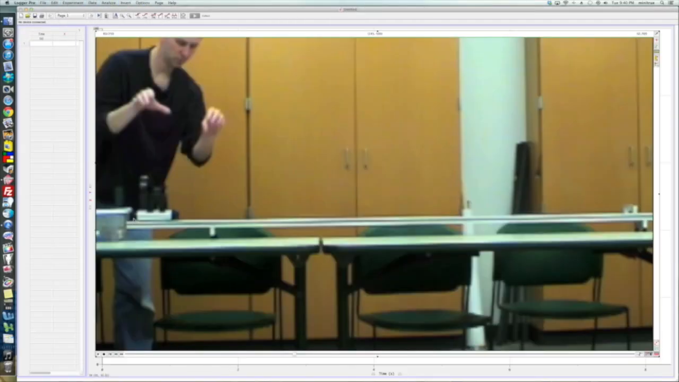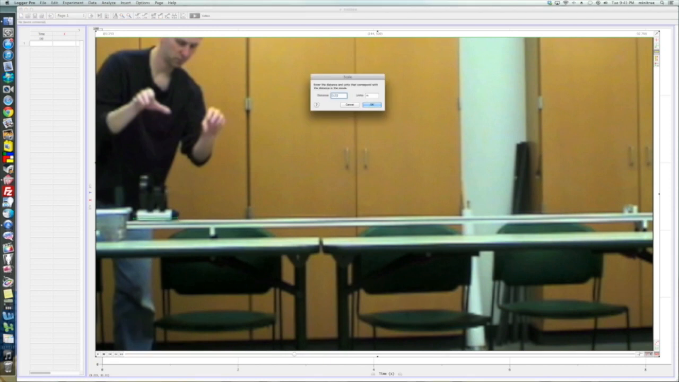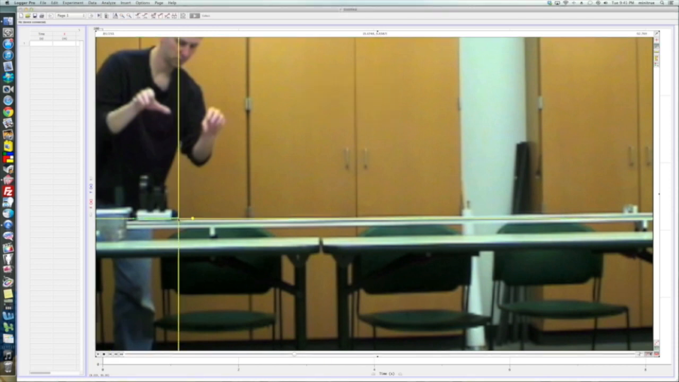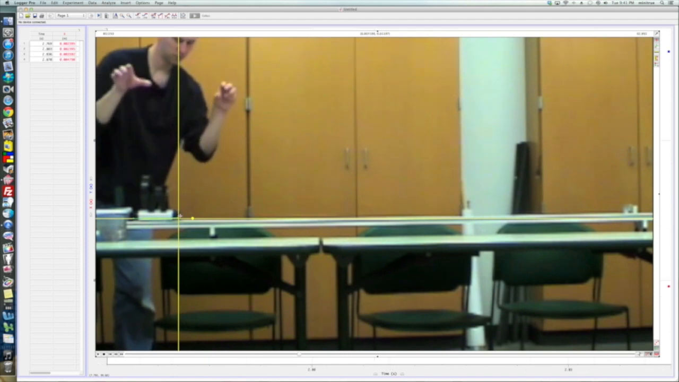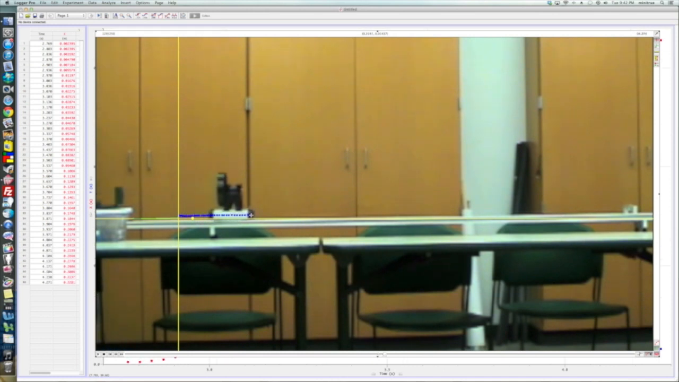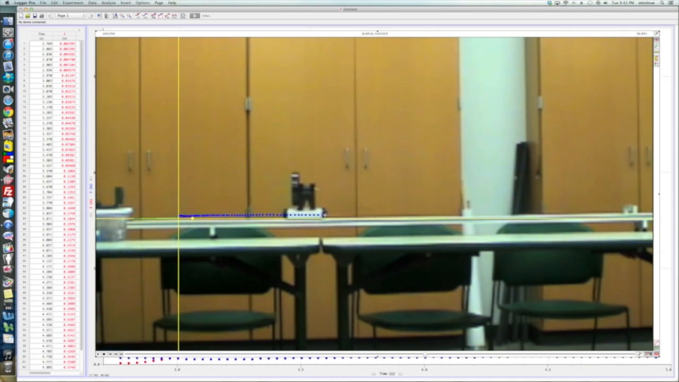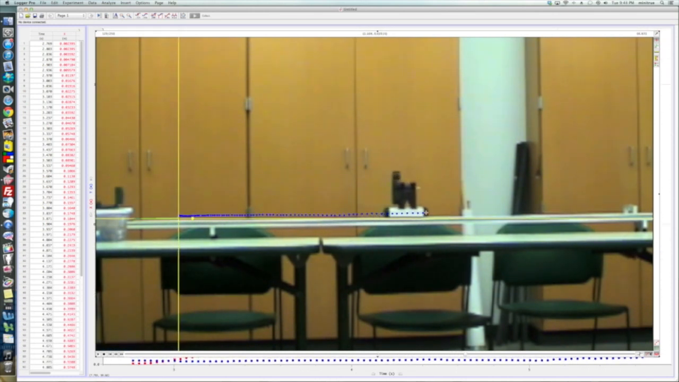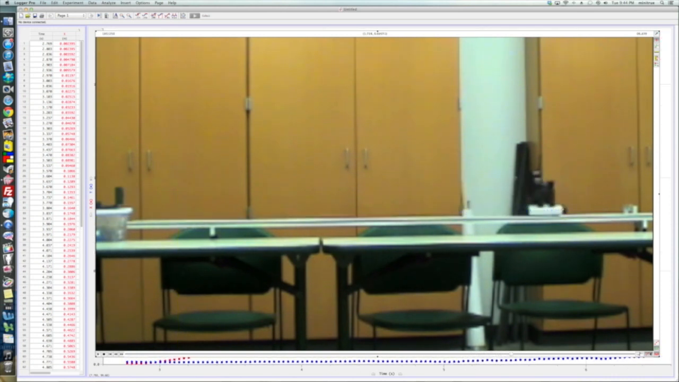I filmed the cart and imported it into Logger Pro. Again, I set up a coordinate system and began taking data. I followed the front edge of the cart this time. Notice what is going on with the data points. They start out really close together, but spread out as time goes on. Remember, each blue dot happens 1/30th of a second apart. This means that the cart is moving slowly at first and then gets faster.